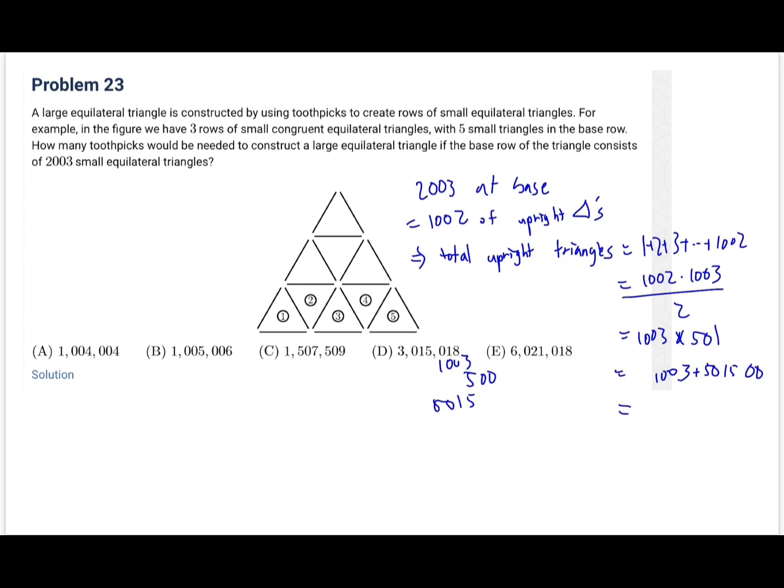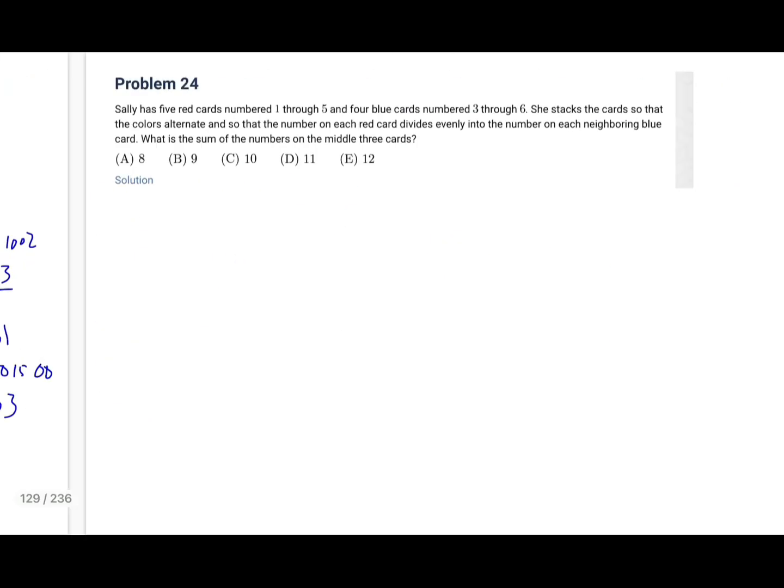So this is 502503. And then we need to multiply that by 3, since we're looking for the number of toothpicks. 3 times 502503 equals 1507509. The answer is C.